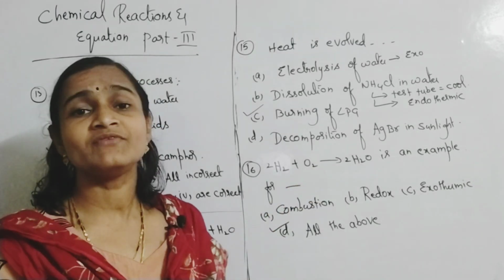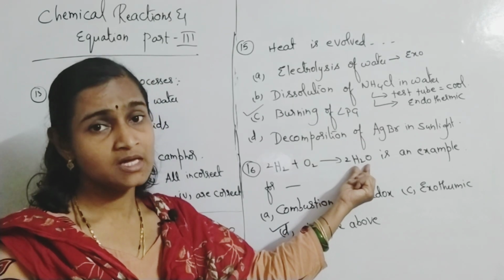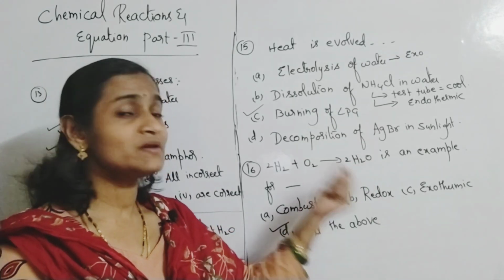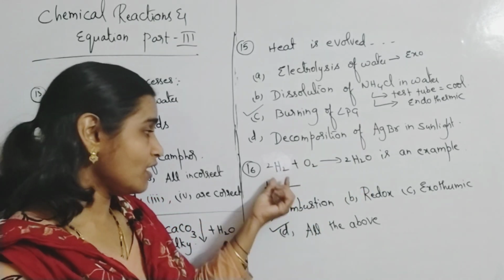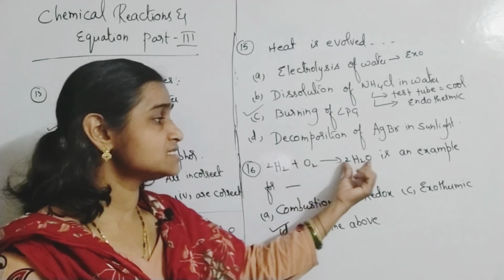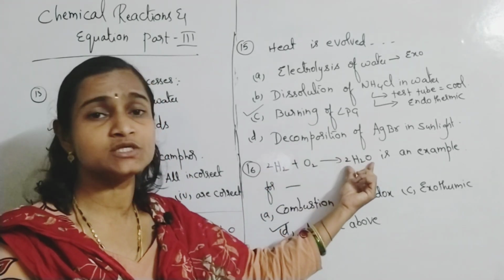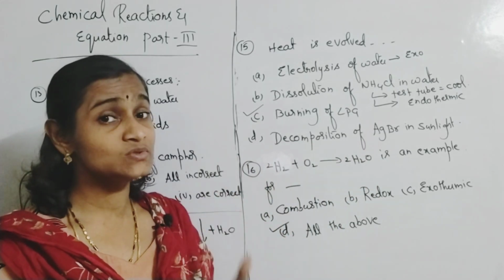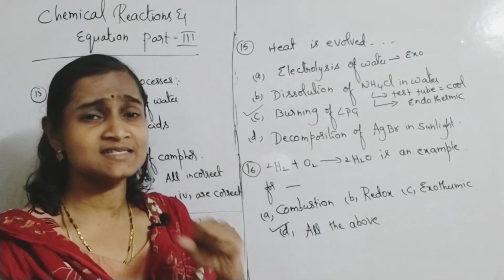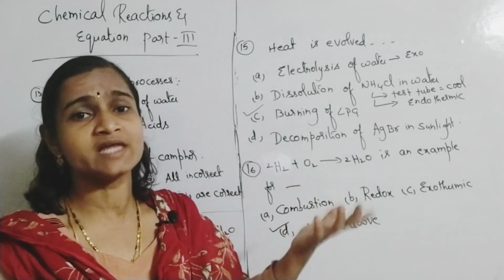It's an example even of a combination reaction. Two substances mingle together to form a single product. It's an example of a redox reaction. Which is oxidized and which is reduced here? Please understand the point carefully. Hydrogen is oxidized to water. The substance which undergoes oxidation is called what? Reducing agent. Here hydrogen acts as the reducing agent and oxygen acts as the oxidizing agent.